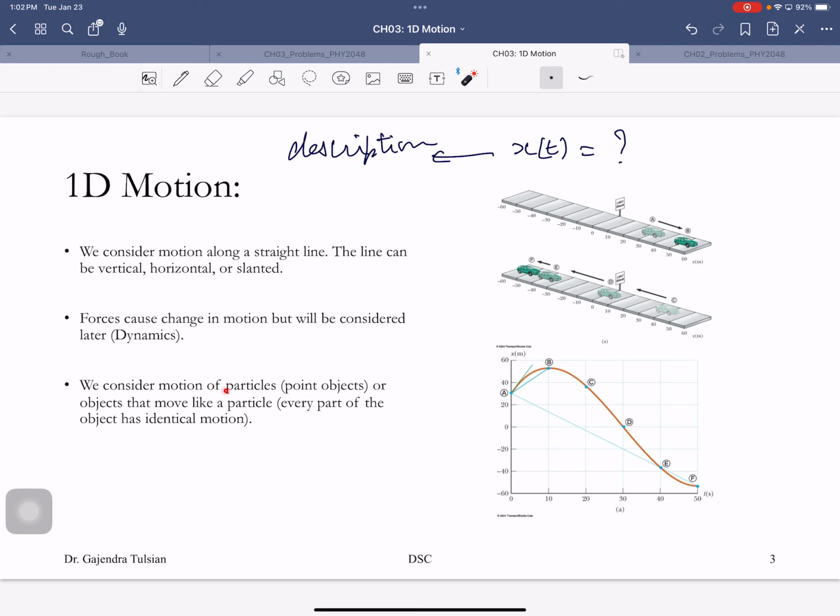We consider motion of particles, that is point objects, or objects that move like a particle. That means every part of the object has identical motion. So it's not spinning. If an object is spinning, then different points have different velocities.